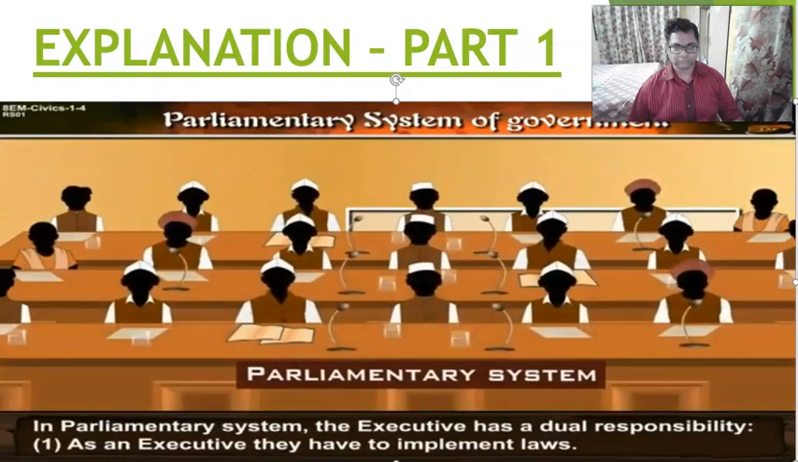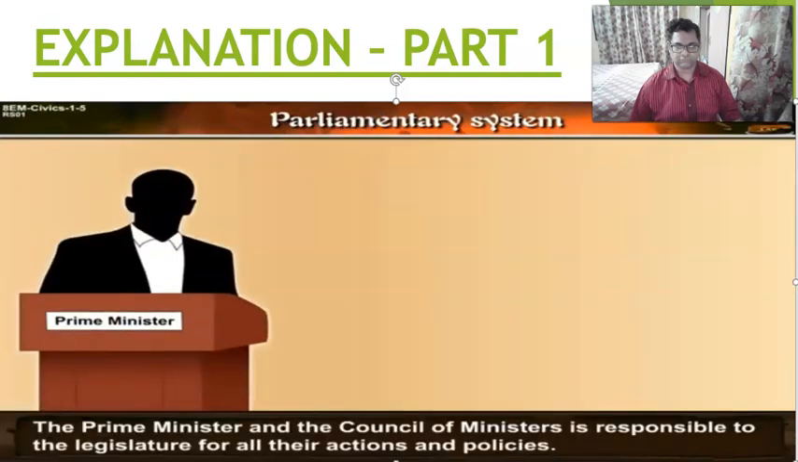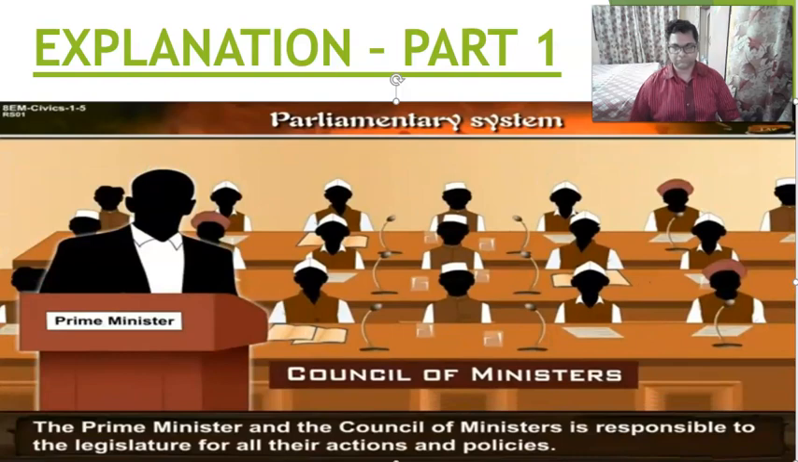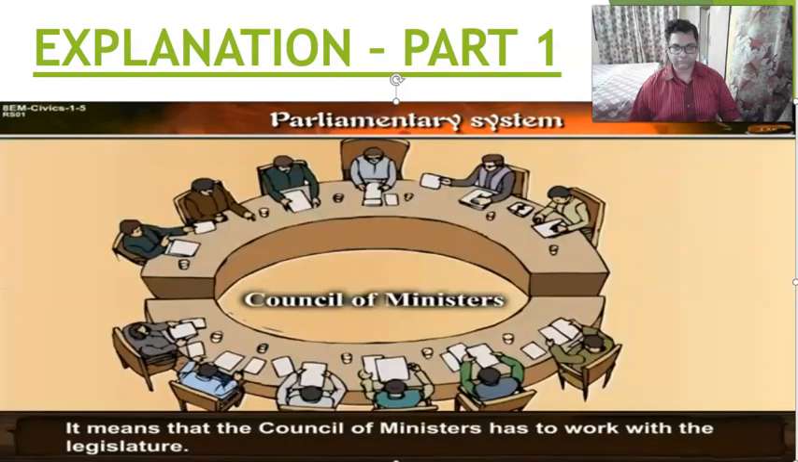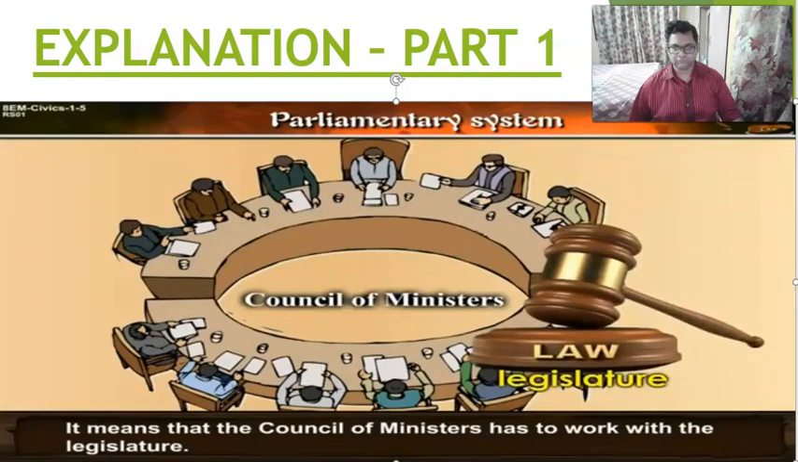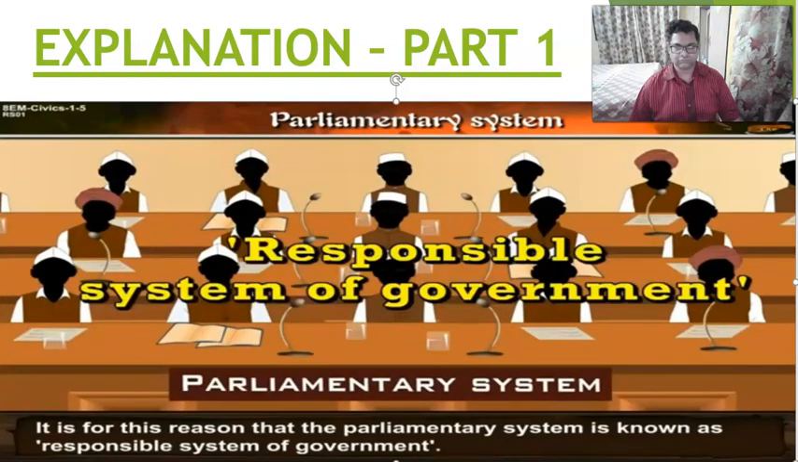In parliamentary system, the executive has a dual responsibility. One, as an executive, they have to implement laws. Two, as they are the members of the legislature, they also have to fulfill responsibilities of the legislature. The Prime Minister and the Council of Ministers is responsible to the legislature for all their actions and policies. It means that the Council of Ministers has to work with the legislature. It is for this reason that the parliamentary system is known as responsible system of government.